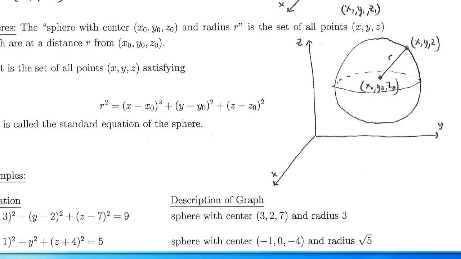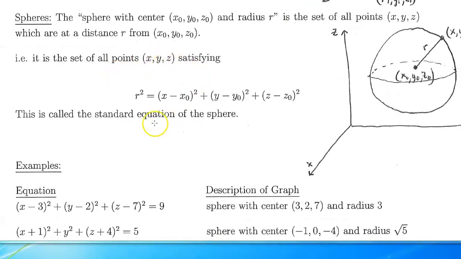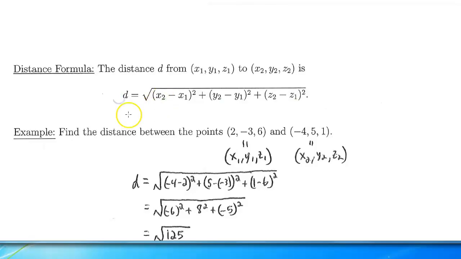Well, of course, by the distance formula, all these points x, y, z would have to be at a distance r away from the center, and so therefore all these points x, y, z would have to satisfy the distance formula. It's the set of all points satisfying that the distance from that point to x naught, y naught, z naught is r. And remember, this is really the distance formula. We used d. Let's go back up here. d was the square root of this. Well, if we do d squared, we can get rid of the square root. d squared is equal to this squared plus this squared plus this squared.